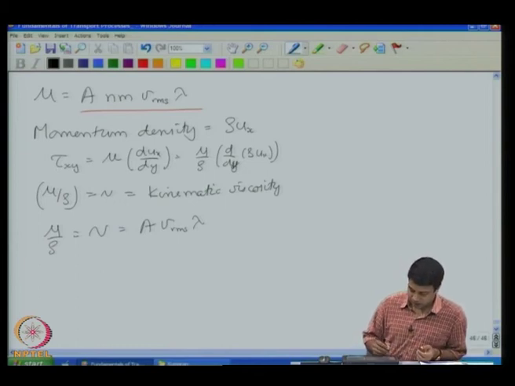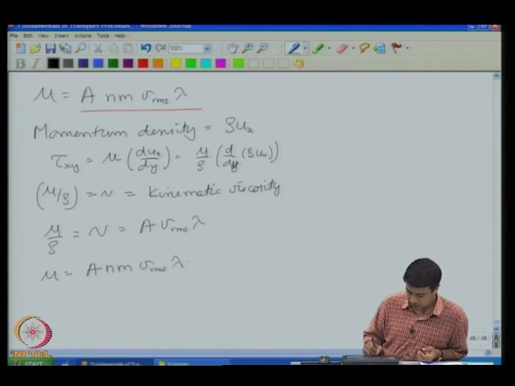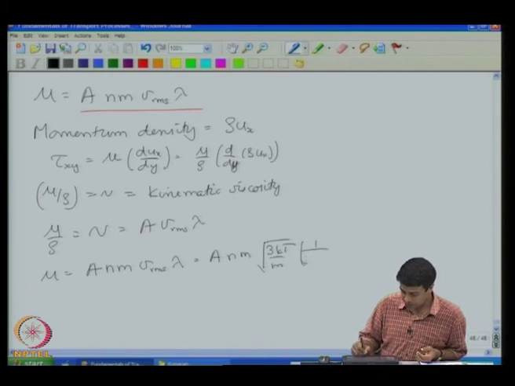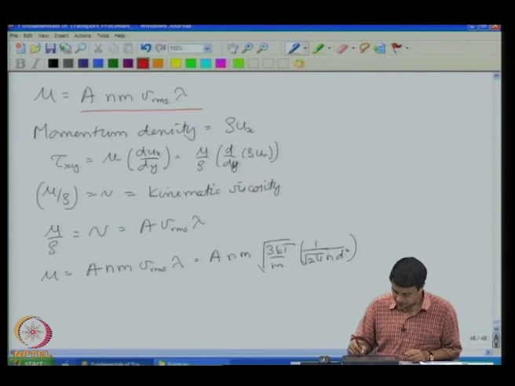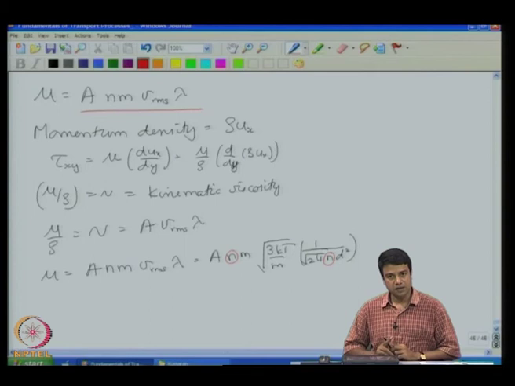And you can see here that viscosity is equal to A n m Vrms times lambda. And if I write out the expressions for Vrms, square root of 3 k T by m, and lambda, which is 1 over root 2 pi n d square, you can easily see that the number density at the bottom and the top cancel out, and the viscosity is independent of density in gases.